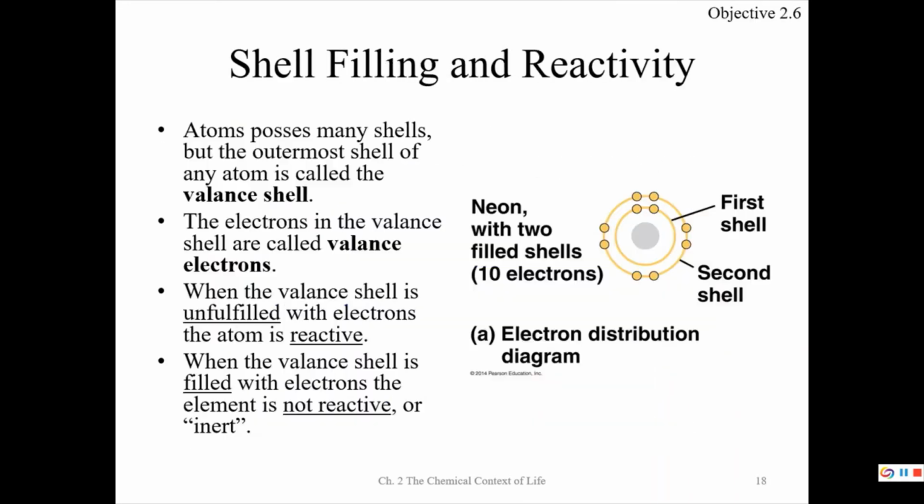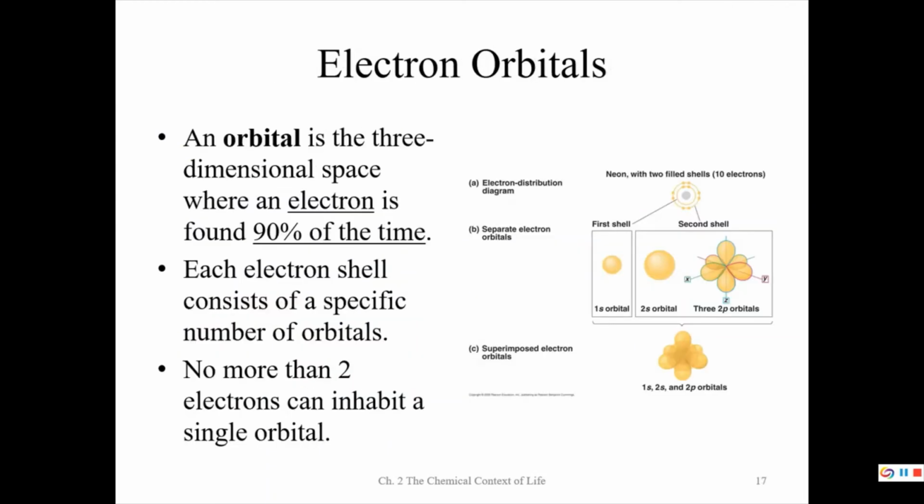We'll talk about valence shell and filling in a minute. Now, an orbital is just a three-dimensional space where an electron is about 90% of the time. The first shell has the 1s, the second shell has a 2s and three 2p's. So if you were to superimpose it, we would say it has 1s, 2s, 2p. You're like, what? That is something in chemistry you will learn, and it never makes any sense to students, so I hope I can help you make a little sense of it here.